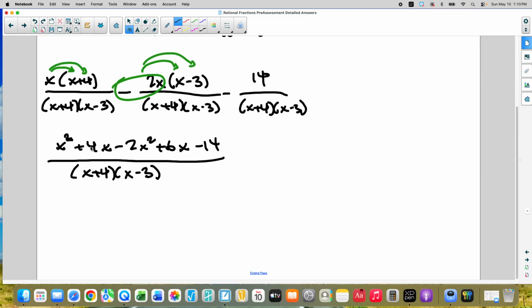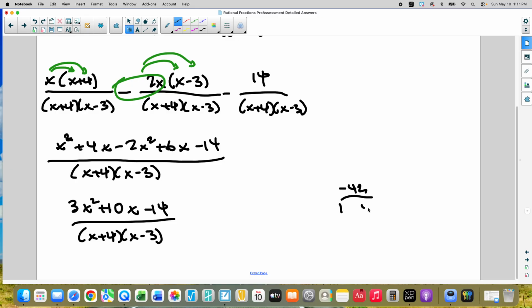Let's combine like terms. That's 3x squared. That is plus 10x. And that's it, minus 14, all over x plus 4, x minus 3. What's that, 42? Negative 42, factors of negative 42 are 1 and 42, 2 and 21, 3 and 14, 4 no, 5 no, 6 and 7. Signs are different, bigger's positive, to make 10. None of those make 10.